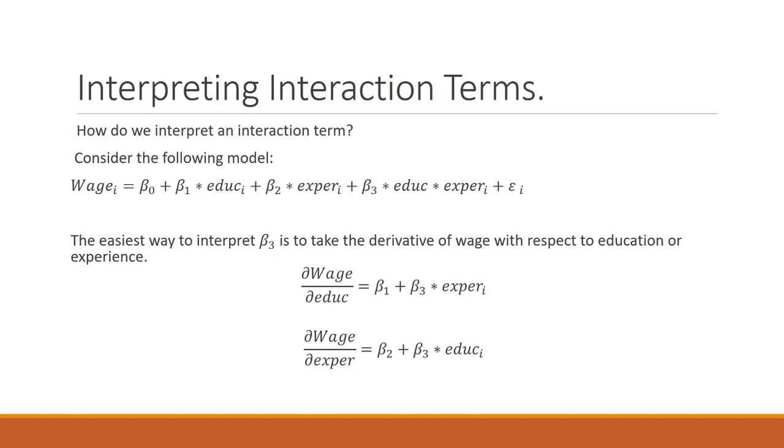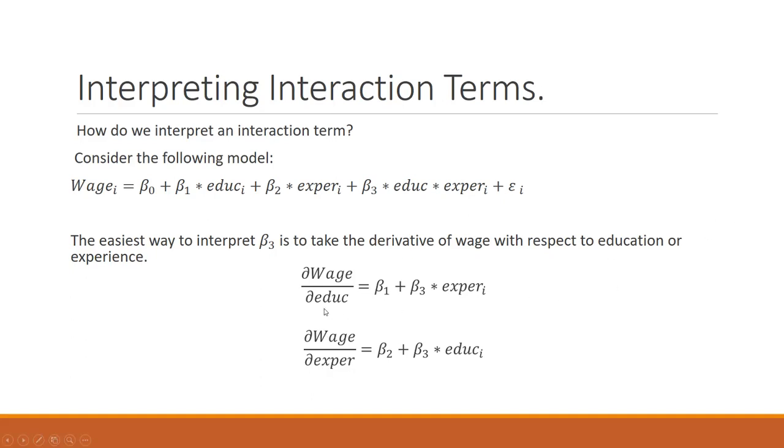This can be kind of complicated, a little bit difficult. So let's consider our model with the interaction term between education and experience. You can see here we have wage as a function of education, experience, and the interaction between education and experience. Now the easiest way to interpret beta 3, that's the tough one, is to take the derivative of wage with respect to education or experience. You could do one or the other.